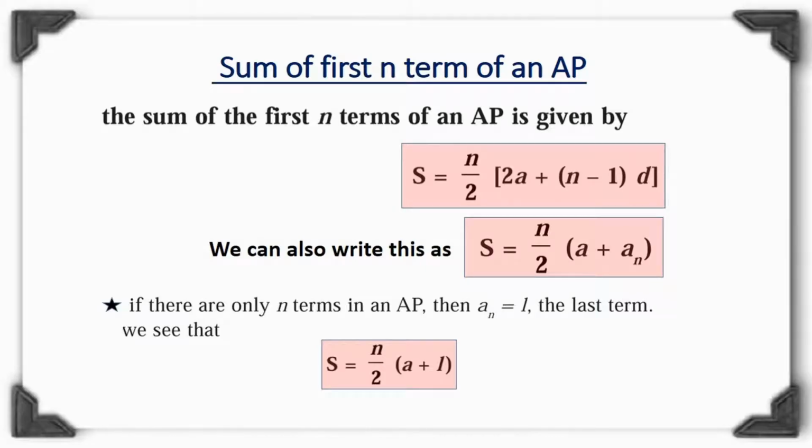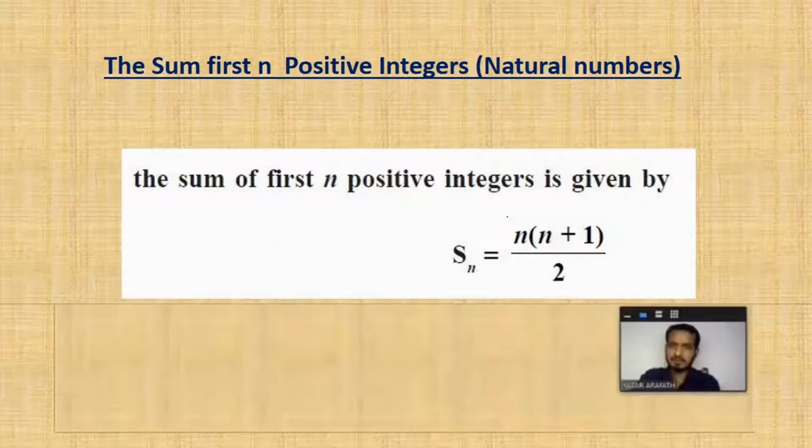We discussed these formulas, the sum of first n terms of an AP, and we also discussed many problems. And next one is a small formula, that is this: the sum of first n positive integers or natural numbers is given by Sn is equal to n into n plus 1 by 2. So we want to derive it. We derive it from the sum of first n terms.